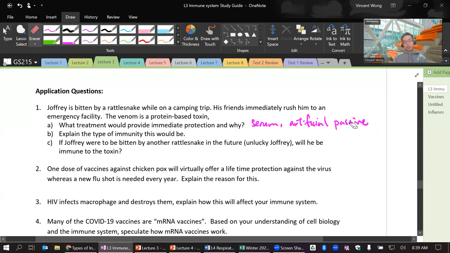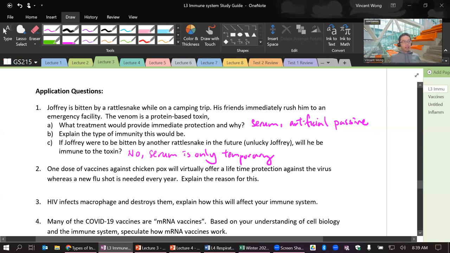Explain the type of immunity that is. We just explained that. And of course, the antibody was created using the toxin as a trigger, right? Maybe they made it in an animal or something like that. If Joffrey were to be bitten by another rattlesnake in the future, unlucky Joffrey, will he be immune to the toxin? What do you guys think? Is he gonna have protection from his first venom exposure? No. And why not? Because the serum works immediately, but it's only temporary. Exactly, those were my exact words in the lecture. Very good. So no, because serum is only temporary.